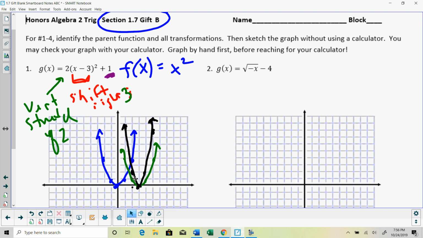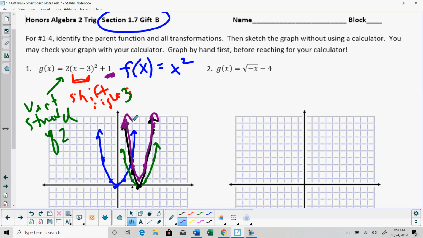So if I'm going to slide this whole graph up 1, instead of 1, 2, 3, 0, I'm going to have 3, 1. Instead of 4, 2, I'm going to have 4, 3. Instead of 5, 8, I'm going to have 5, 9, and so on. So this point is going to be here, and this point is going to be up here. So now my graph is going to look like this. All right, something like that.